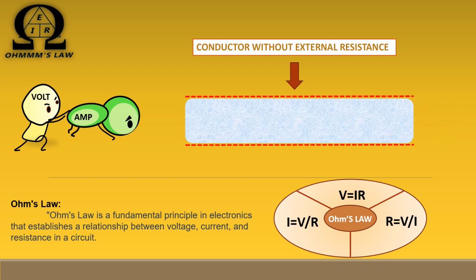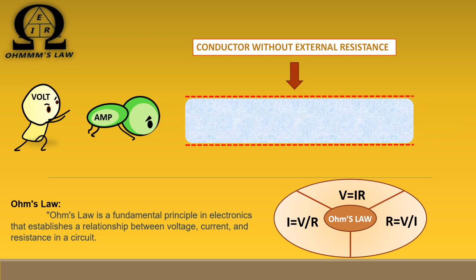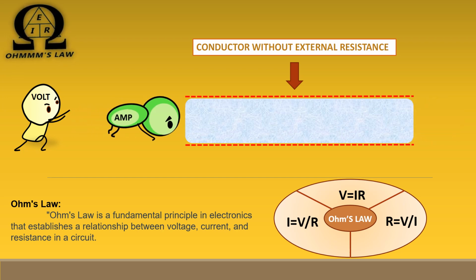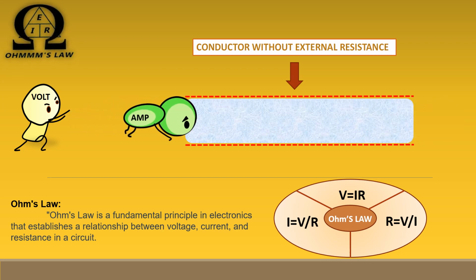Suppose this is our conductor, and there is no external resistance. Because voltage is directly proportional to current, the voltage pushes electrons to flow in the conductor. Electrons flow very smoothly in the conductor due to the absence of any resistance.